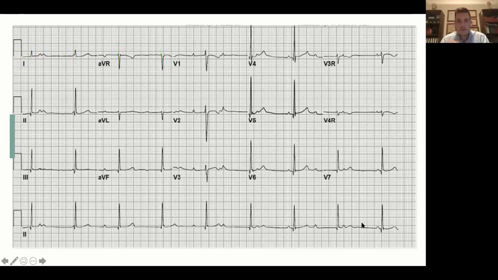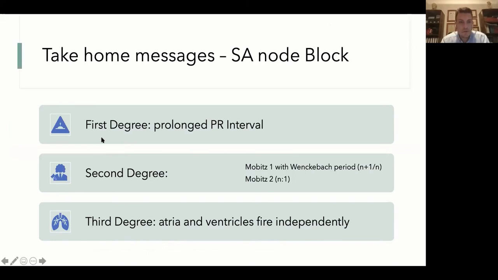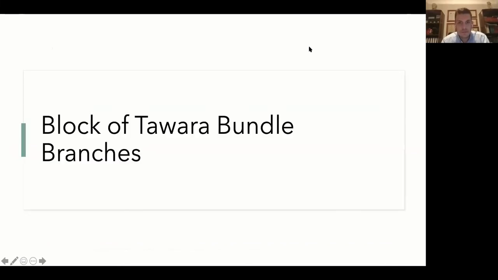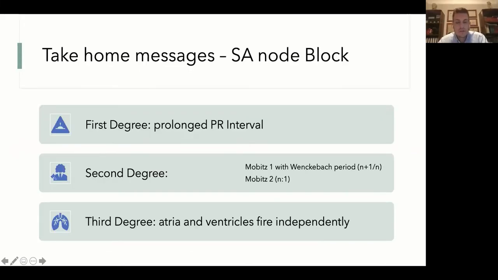Okay, so take home messages. First degree AV block, prolonged PR interval. Second degree, Mobitz 1 or Mobitz 2 with periodicity. And third degree is when the atria and the ventricles fire independently. So the P to P interval is constant and the QRS to QRS interval is also constant. Any questions?